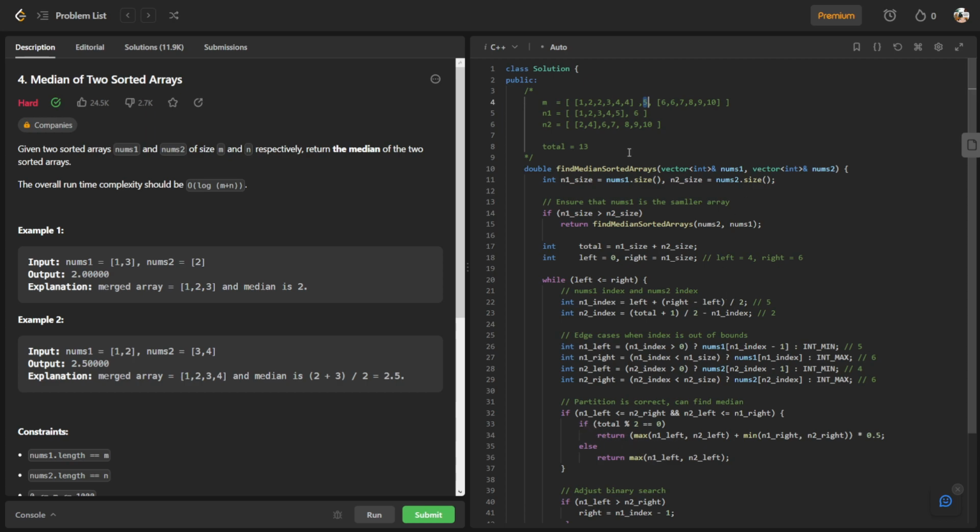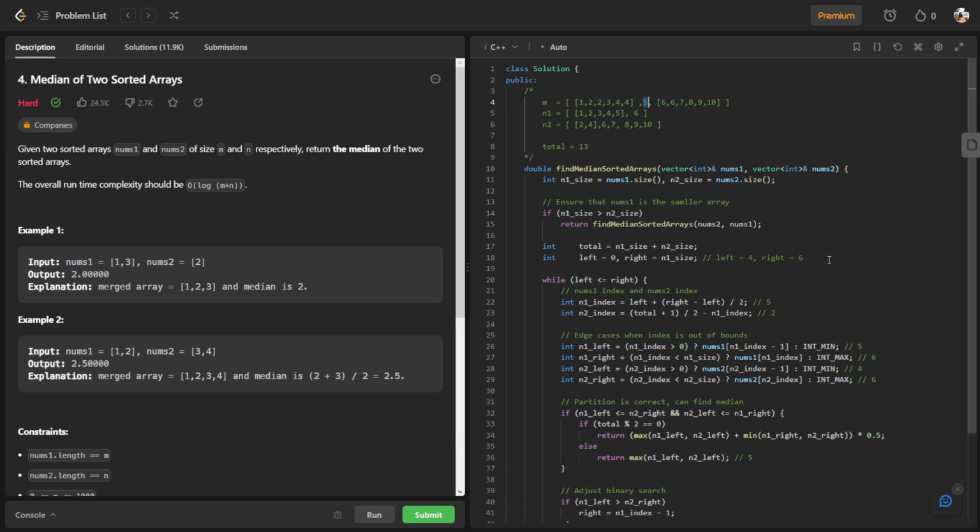Okay, so 13 is not even, so we move to our odd case. Then we return the maximum of n1 left, which is 5, and the maximum of n2 left, right? So n2 left is 4, right? So in this case, the max is 5, and then we just return the max, which is 5. In this case, that will be our median, right?